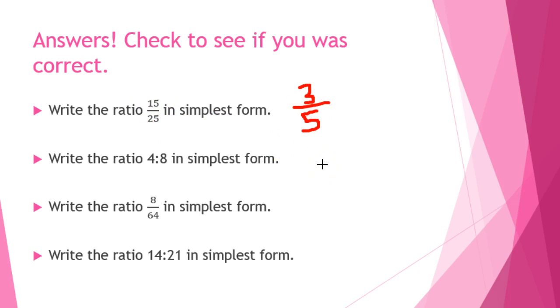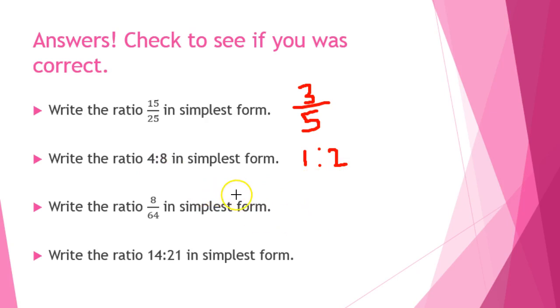If I write the ratio of 4 to 8 in simplest form, I could divide both numbers by its greatest common factor, which is 4, to get 1. And 8 divided by 4 gives me 2. So 1 to 2 is simplest form for the ratio of 4 to 8.